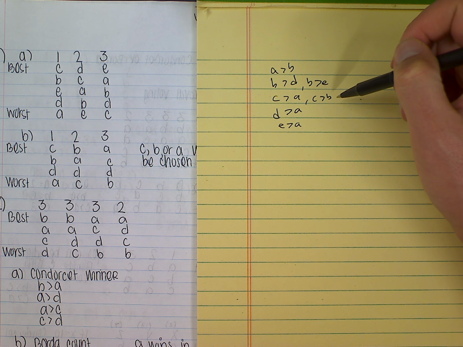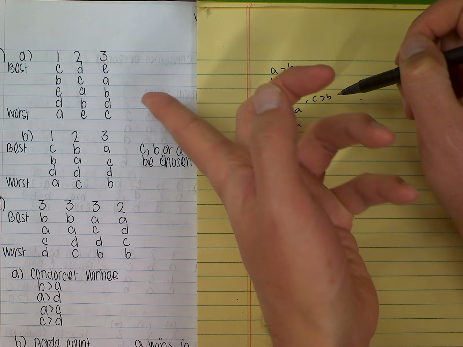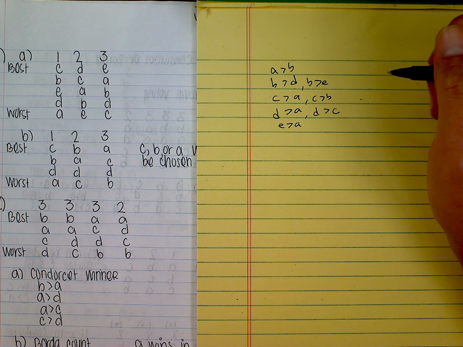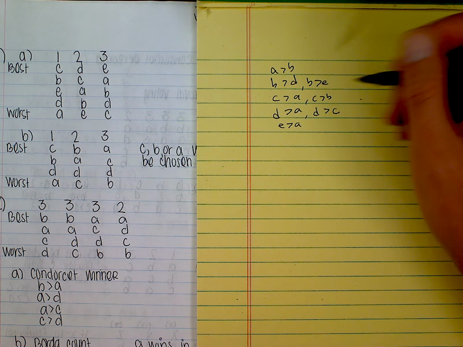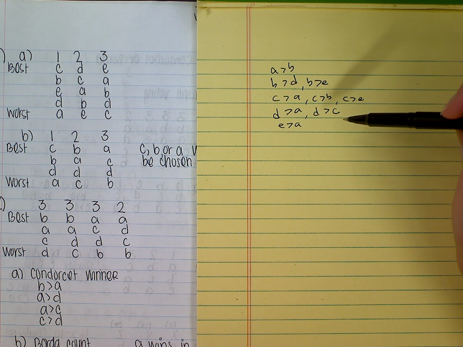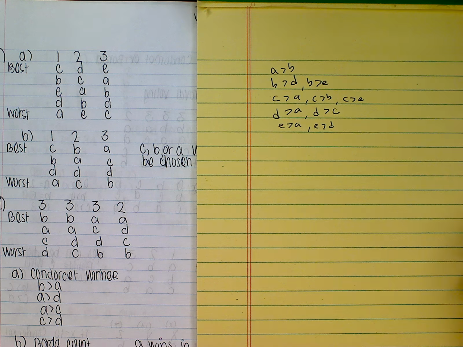How about between C and D? Persons 2 and 3 like D better than C, so D beats C. Between C and E, C wins. Finally, between D and E, E wins, because 1 and 3 like E better. Perfect.